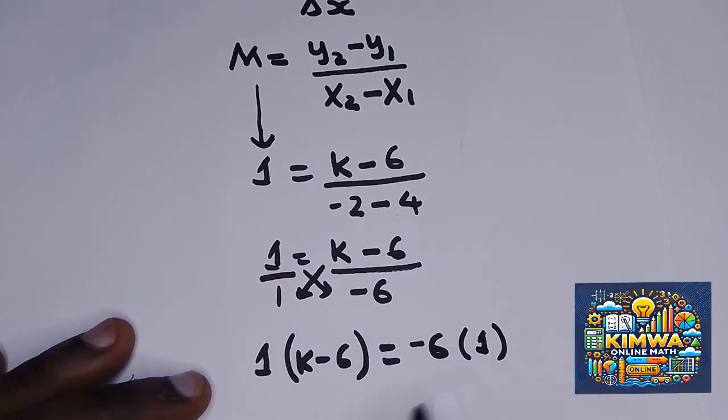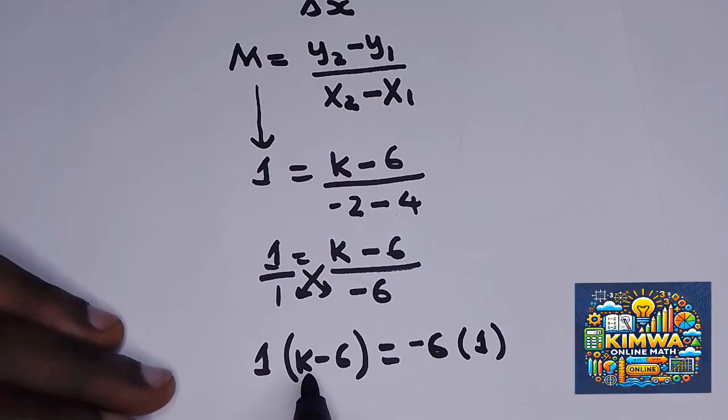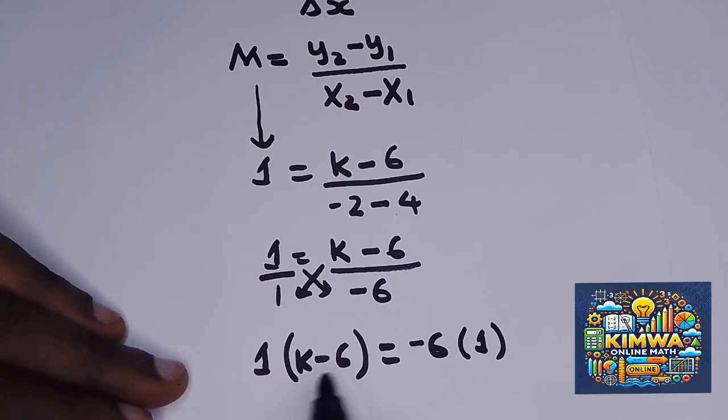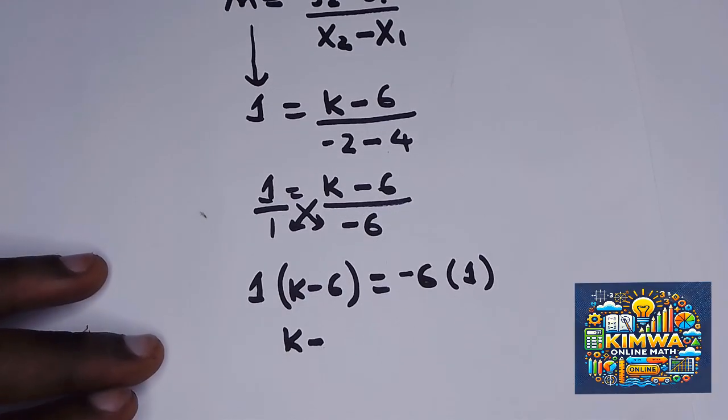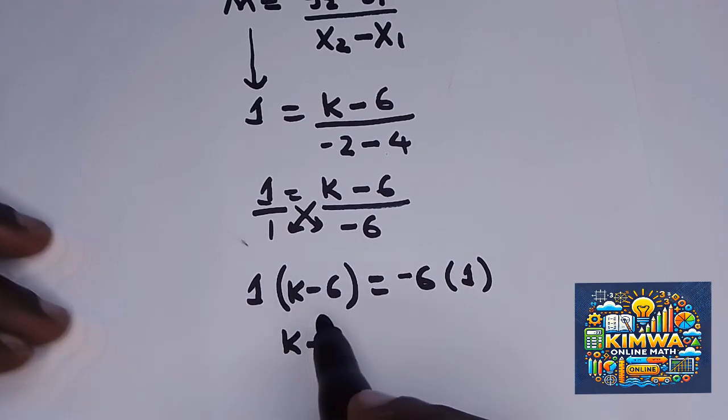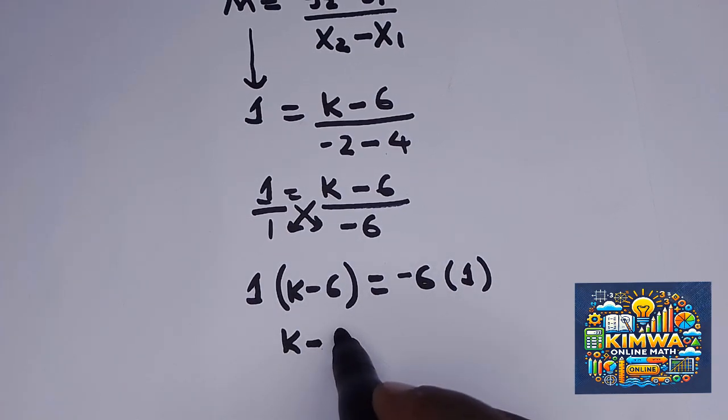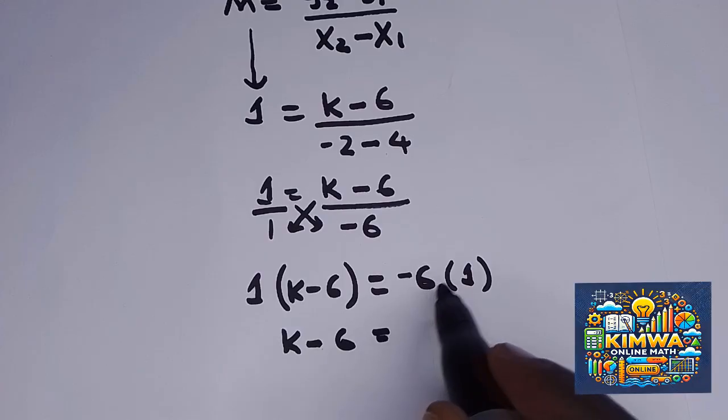So then let us open the bracket. Tunaanza hii k minus 6 tunazidisha na moja. K mara moja itakuwa ni k, minus 6 mara moja itakuwa ni sawa na minus 6. Tunakuja upande wa pili, negative 6 uzidishe kwa moja itakuwa negative 6.